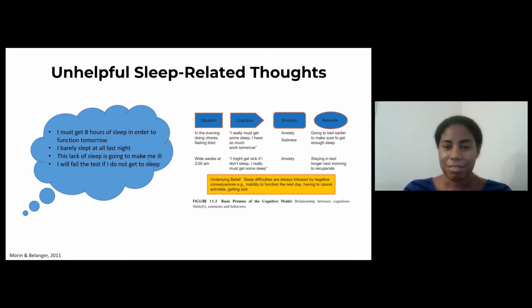Another example: wide awake at 2 a.m. I might get sick if I don't sleep. I really must get some sleep. Then they get anxious, and then they stay in bed longer to recuperate. And remember, I was talking about how people with insomnia spend way too much time in bed, and that's a big problem.